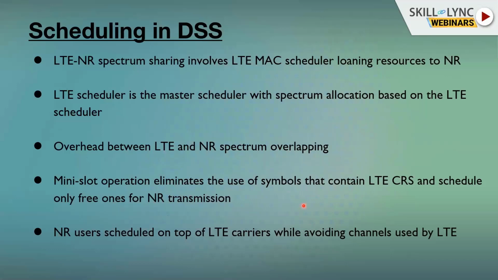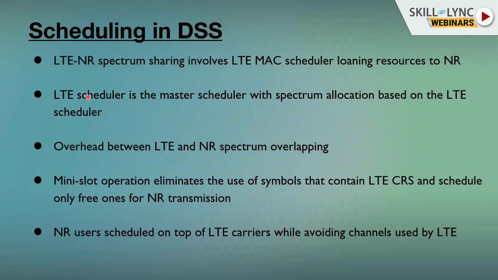So again, coming back to the scheduler, this is an LTE MAC level scheduler. What it's doing, it's allocating resources to NR. So this scheduler originally is in the LTE, and it's basically your MAC scheduler. Your LTE scheduler is the master scheduler with spectrum allocation based on the LTE scheduler. And there's a lot of overhead between LTE and NR spectrum, right? So because we've got spectrum overlap, we want the scheduler to work intelligently.